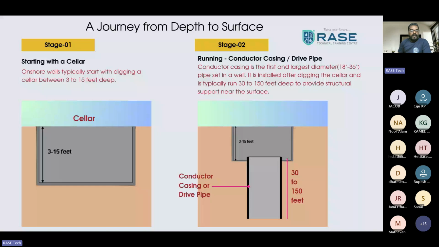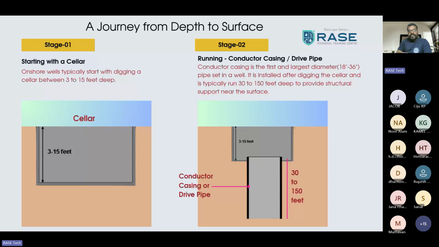Stage one, well, we are starting with a cellar. The cellar is like a pit. Initially the drilling exploration and design part is completed and transferred for the drilling. The drilling construction team will first dig one cellar, typically in onshore wells, between 3 to 15 feet.